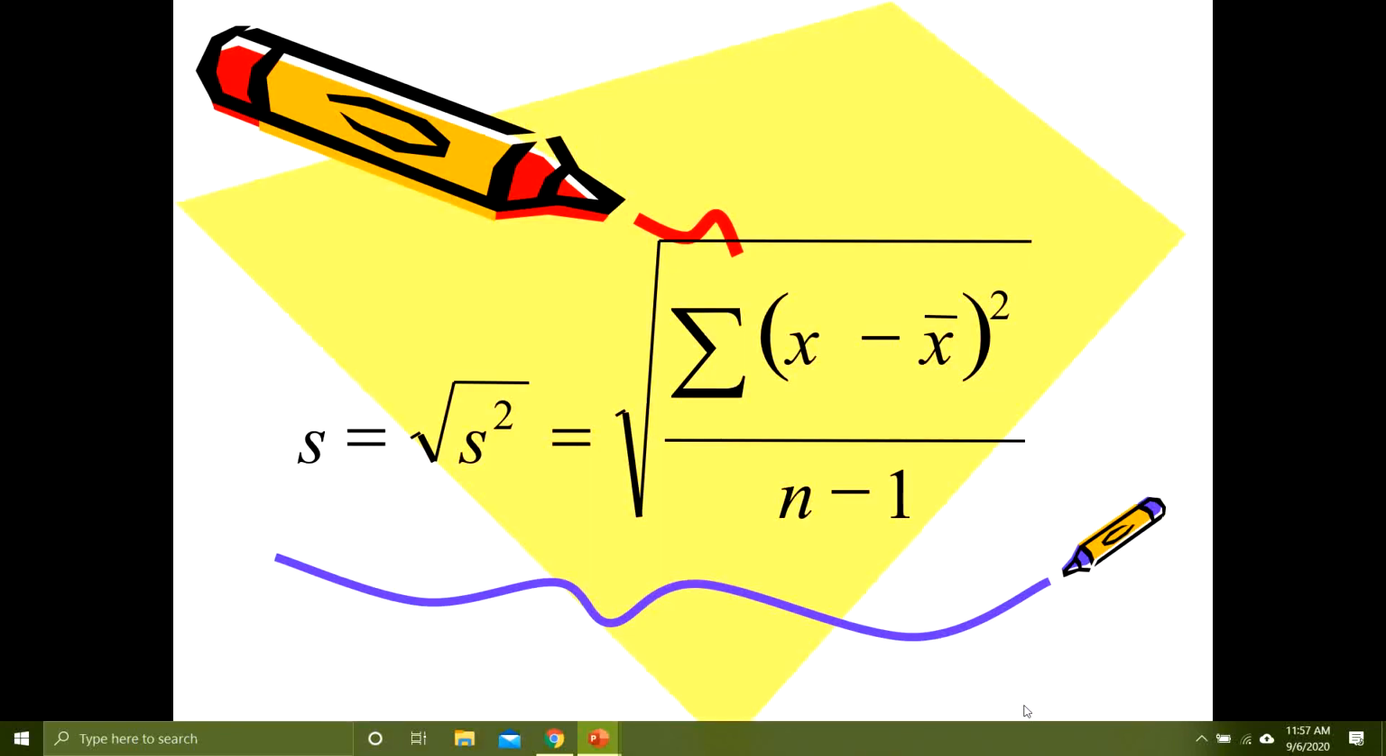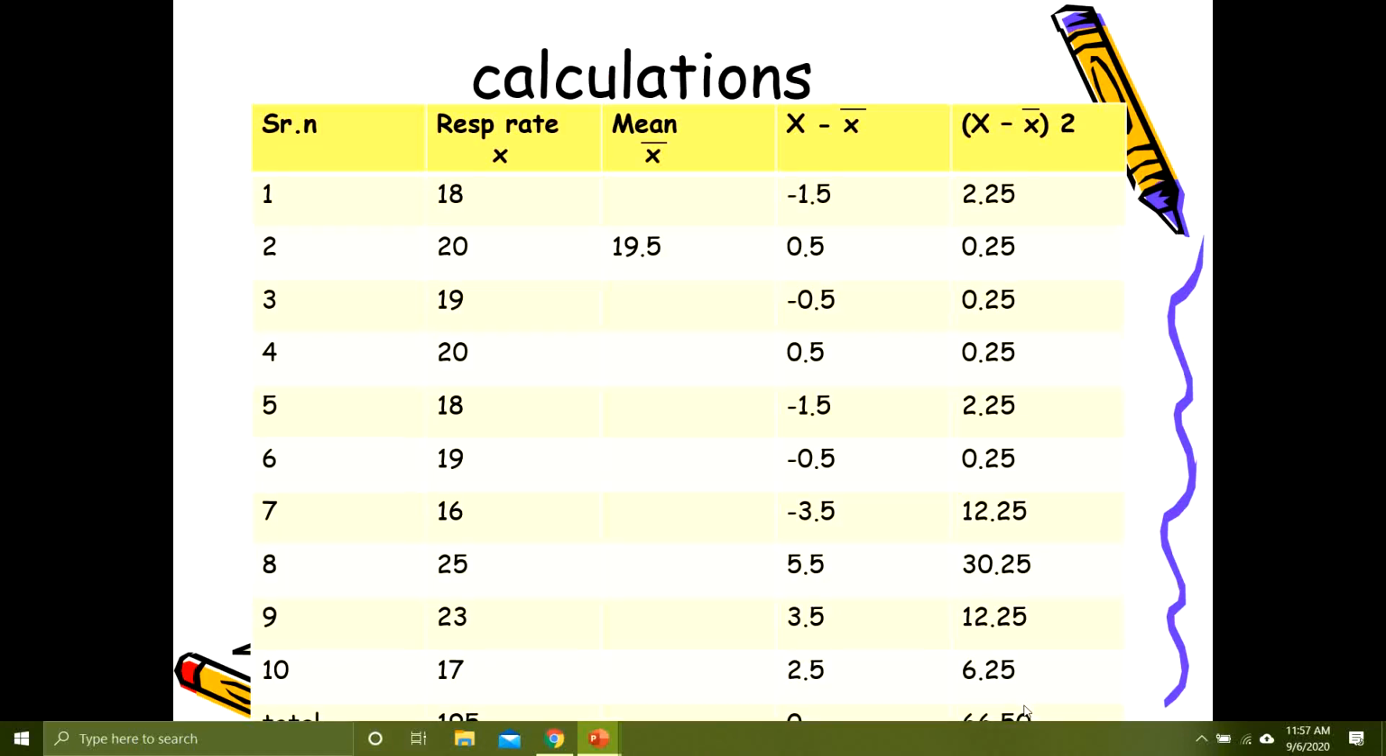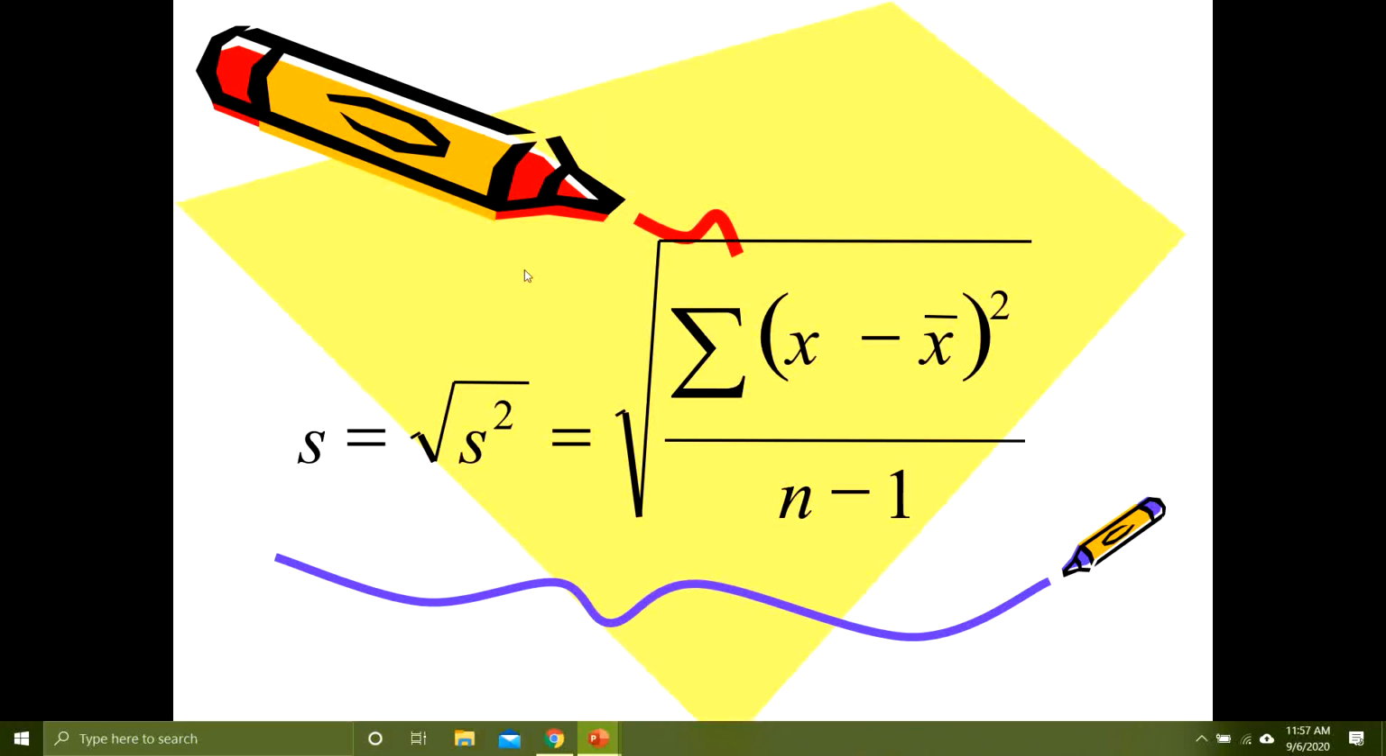Now the question arises, that if you have taken the value of square to finish the negative signs, it means each and every value is now doubled. And this is not truly reflecting the difference of each observation from the mean. So to counteract the effect of this square which was taken, now I will take square root. So for standard deviation, the under root of the variance will be taken.